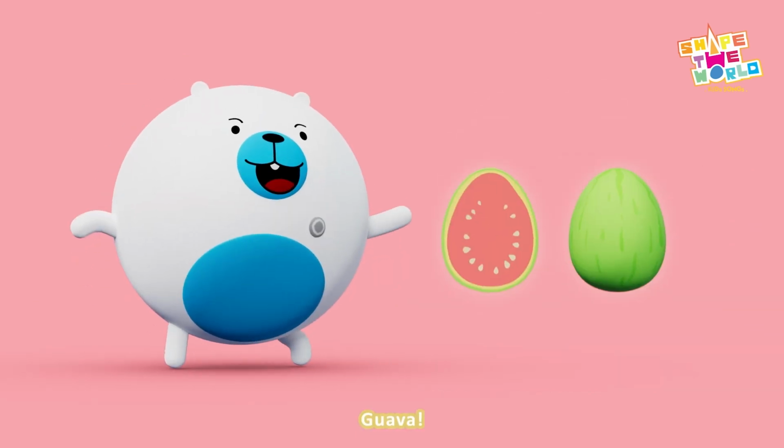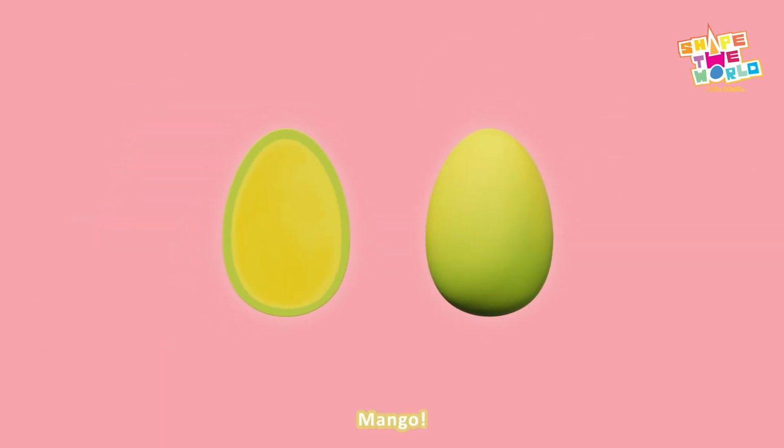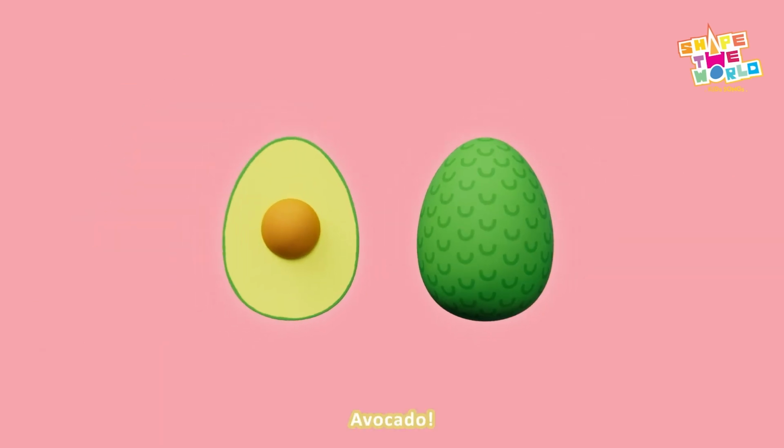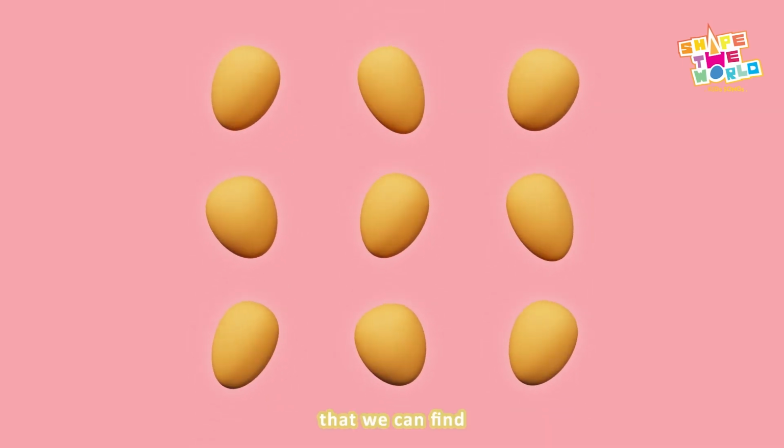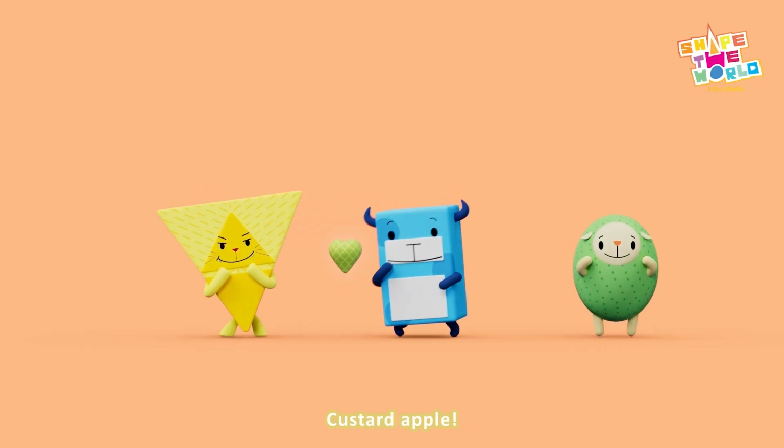What kind of fruits are shaped like eggs? Mango, guava, avocado. These are the egg-shaped fruits that we can find. Custard apple, raspberry.